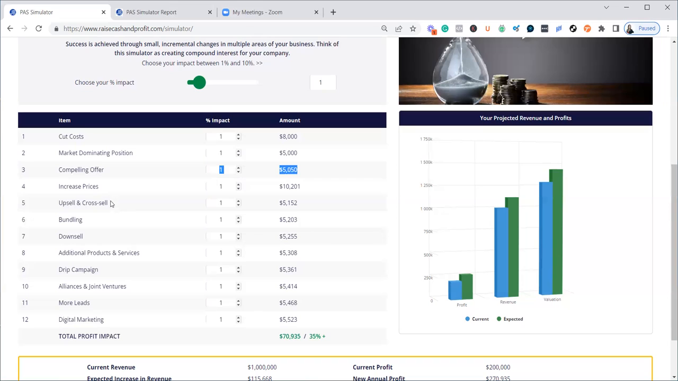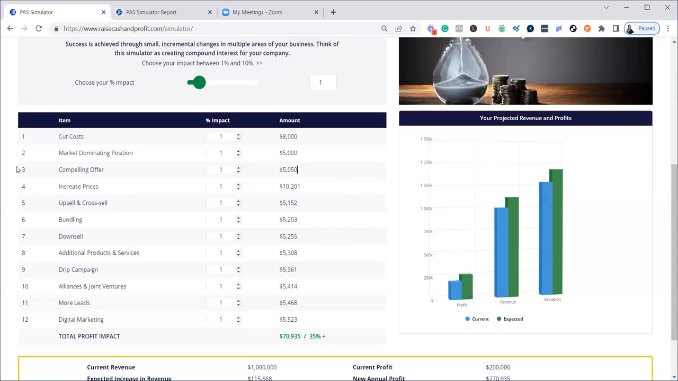The only area that does not follow this exact formula is increase the prices, which is the fourth line. When we increase the price by 1%, that 1% increase is total revenue. It's not affected by the profit margin. The price increase goes straight to the bottom line.